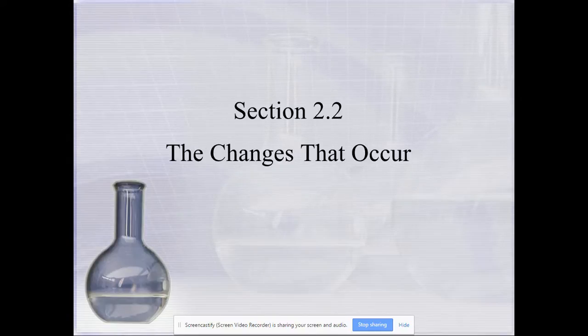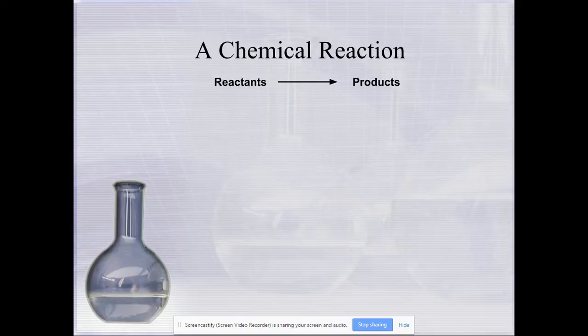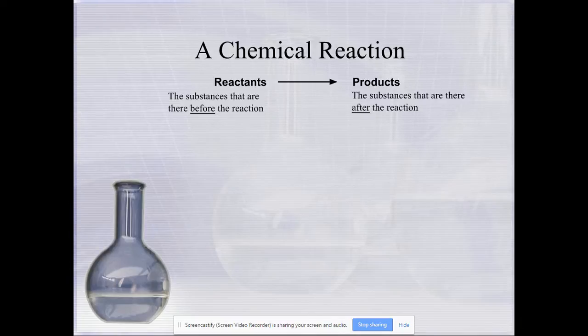The next section we're going to talk about is some changes that occur in relation to chemistry. In a chemical reaction, if you've ever noticed, you have an arrow, and when you're reading it, it says "to produce." This arrow means produce. On the left side, everything that's written first, is our reactants. On the right side, after the word produce, everything is called products. Again, the substances that are there before the reaction are reactants. The substances that are there after the reaction are the products.